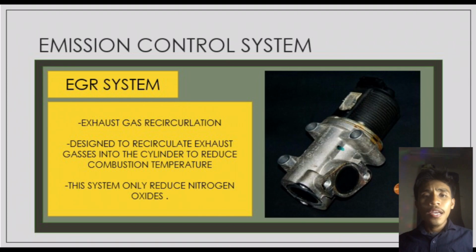Next is an EGR system. EGR system is an exhaust gas recirculation. It is designed to recirculate exhaust gases into the cylinder to reduce combustion temperature. The system reduces the nitrogen oxide. So, this is the video for EGR system.